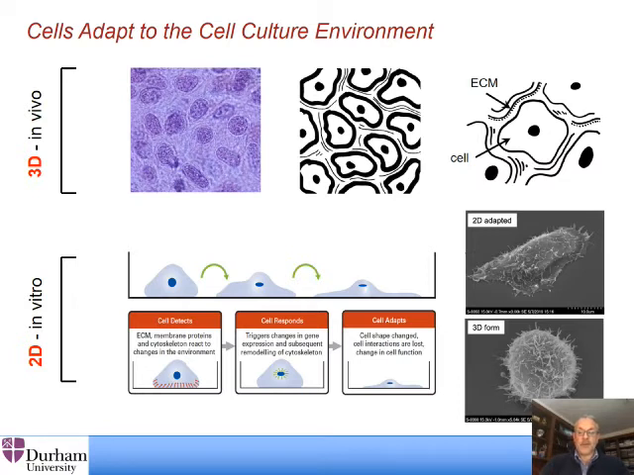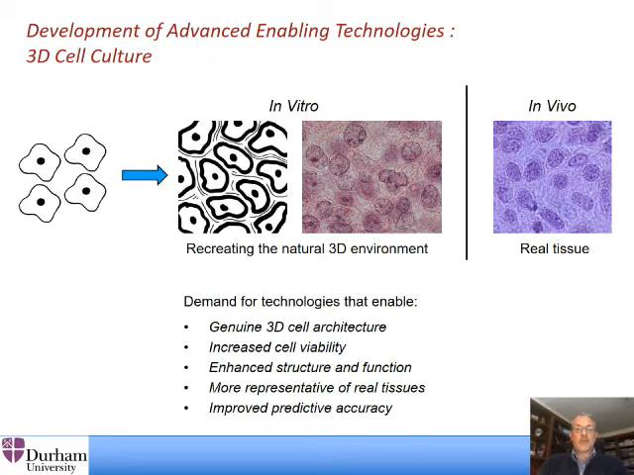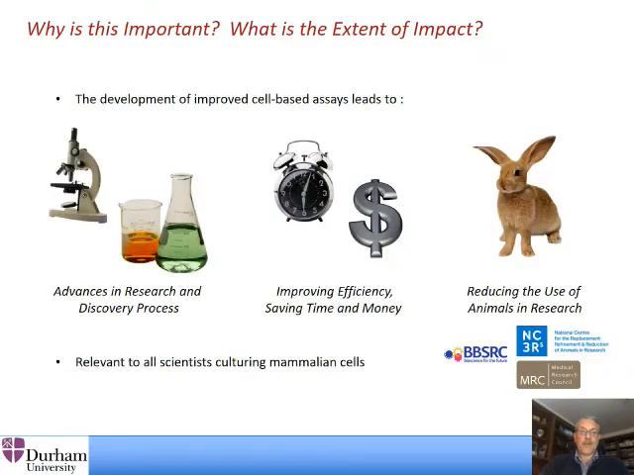So we are interested in developing technology to prevent that shape change from occurring and to recreate a more natural three-dimensional environment which more closely simulates real tissue. And if we can do that, we will enable cells to acquire a more natural three-dimensional architecture. There is evidence of increased cell viability, enhanced structure and function. Such models will be more representative of real tissues and lead to improved predictive accuracy. So this is important in several ways and has significant impact.